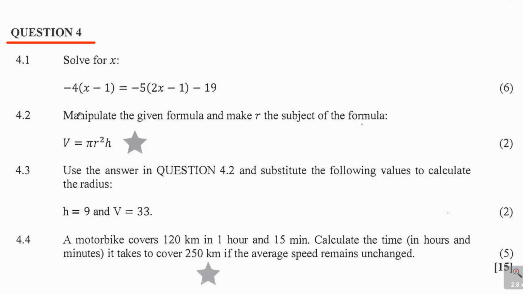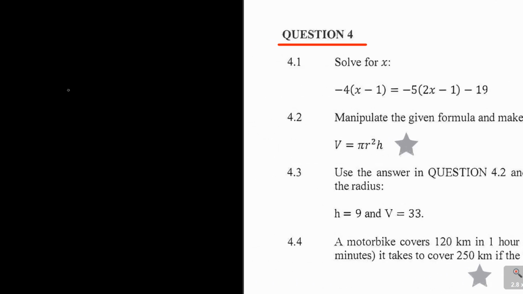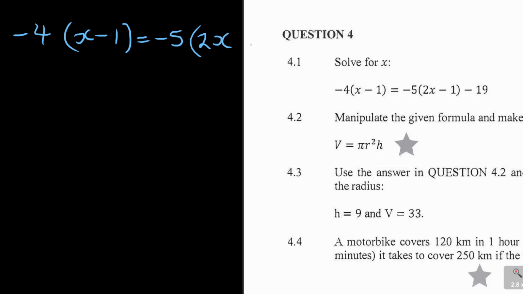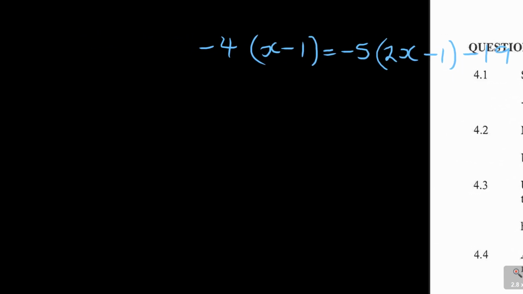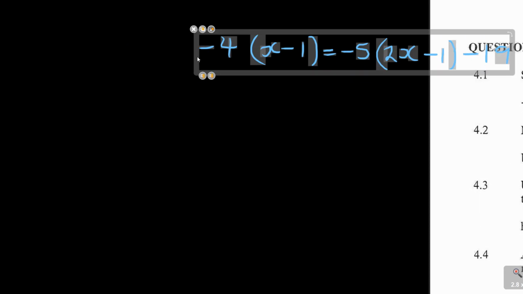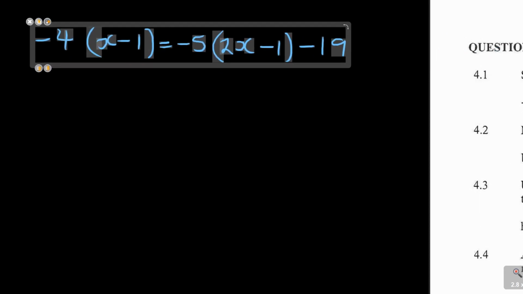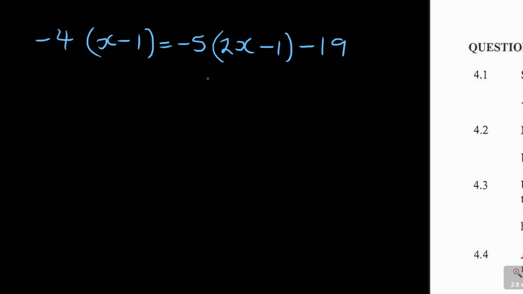4.1 says you need to solve for x. I've already done this one, but I'm going to do it again. So what we have here is minus 4 times (x minus 1) is equal to negative 5 times (2x minus 1) minus 19. If I take it out, it's going to be more clearer. Okay, this is what I'm having now.